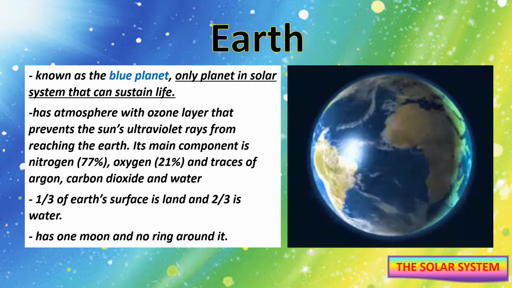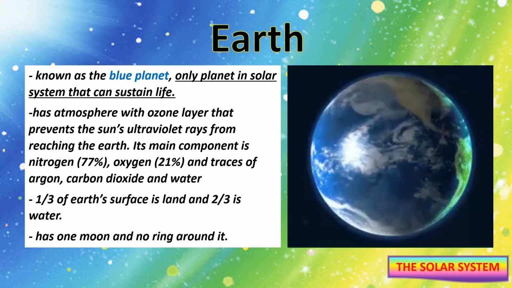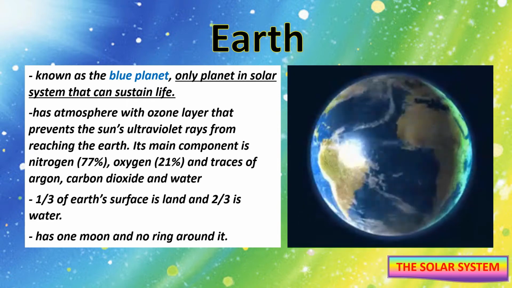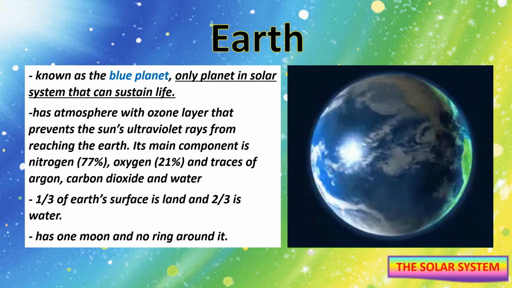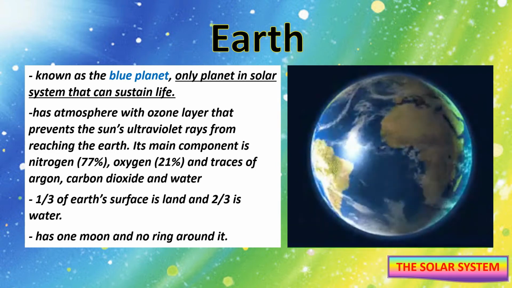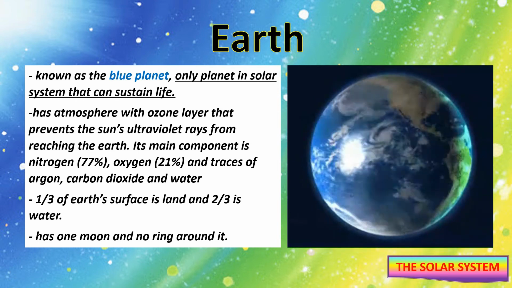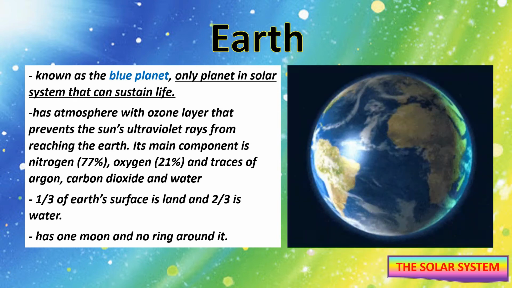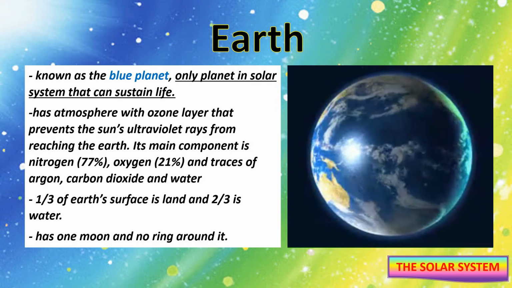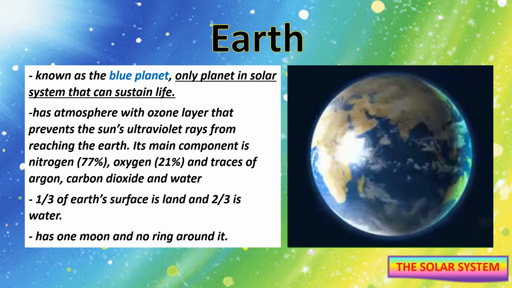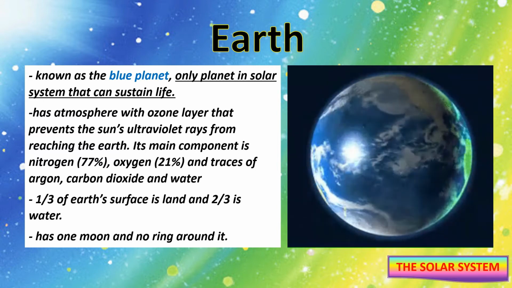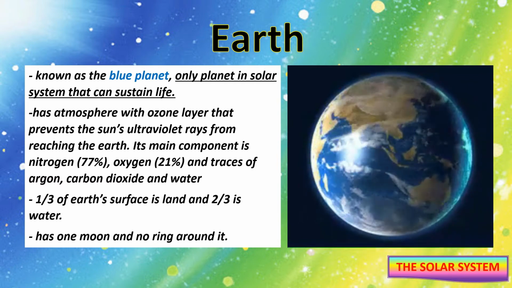Next is our very own Earth. It is known as the blue planet, the only planet in the solar system that can sustain life. It has an atmosphere with an ozone layer that prevents the sun's ultraviolet rays from reaching the Earth. Its main components are nitrogen, which is 77%, oxygen, 21%, and traces of argon, carbon dioxide, and water. One-third of Earth's surface is land, and two-thirds is water. It has one moon and no ring around it.